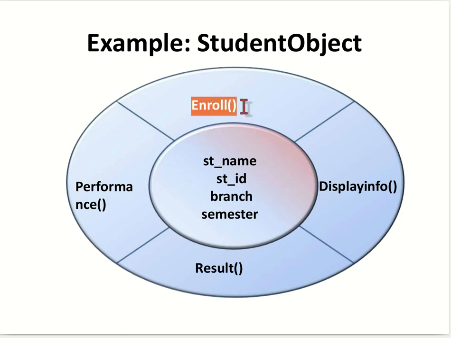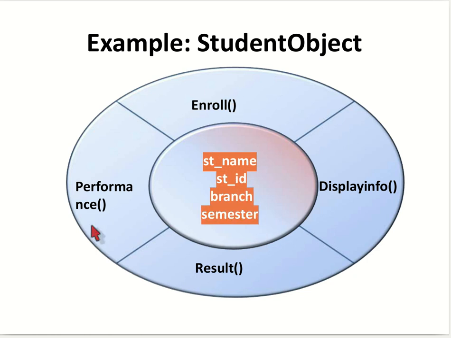The other things are functions, or what we will say the behaviors, like enroll. So a student can enroll. The student can display info, meaning the information about that student can be displayed. The performance of a student, the result of a student, all these things can be associated with this student object. So these are the properties or attributes, and these are the behaviors of the student object.